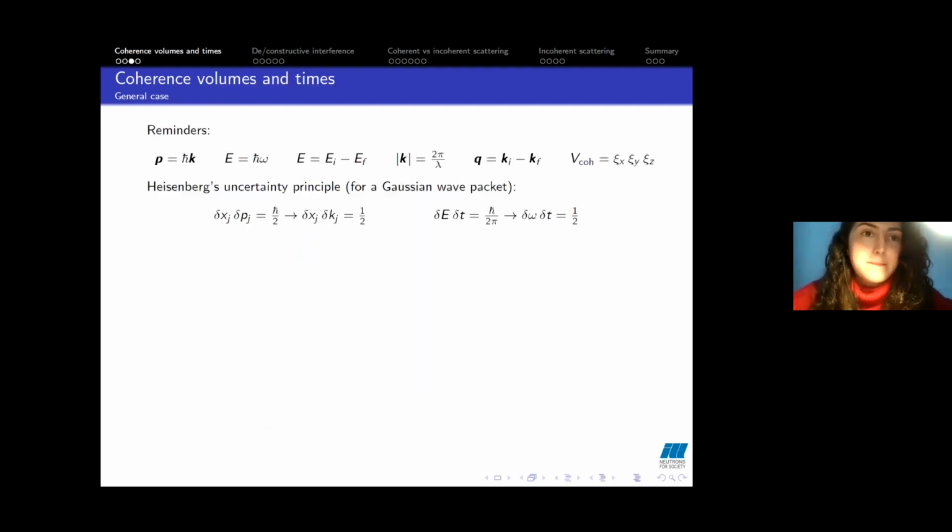So what determines our coherence volumes and our coherence times in our neutron experiments? Well, for explaining that, we have to have a few formulas in mind that I show in this slide. And also we have to keep in mind that our uncertainties of position, momentum, energy, and time of our neutrons have to follow the Heisenberg uncertainty principle. So with that in mind, there are two stages that determine the coherence volumes and times that we have in our neutron wave packet.